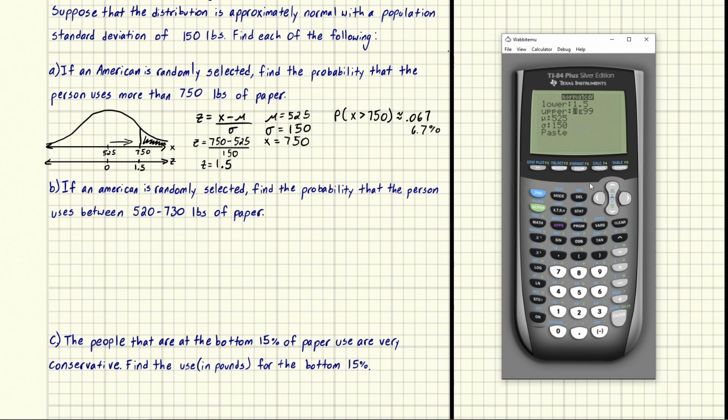Again, we go off to infinity, so that stays the same. Z-scores always have a mean of 0. That's our middle, so that's 0. And a standard deviation of 1. And then we're going to go ahead and hit paste, and we get the exact same answer.